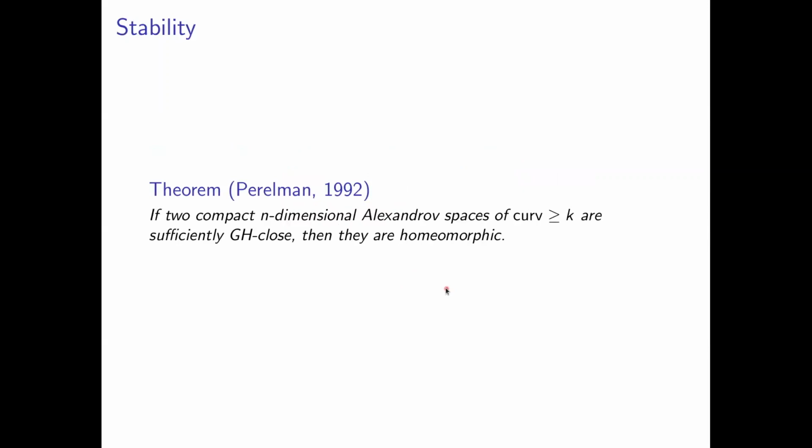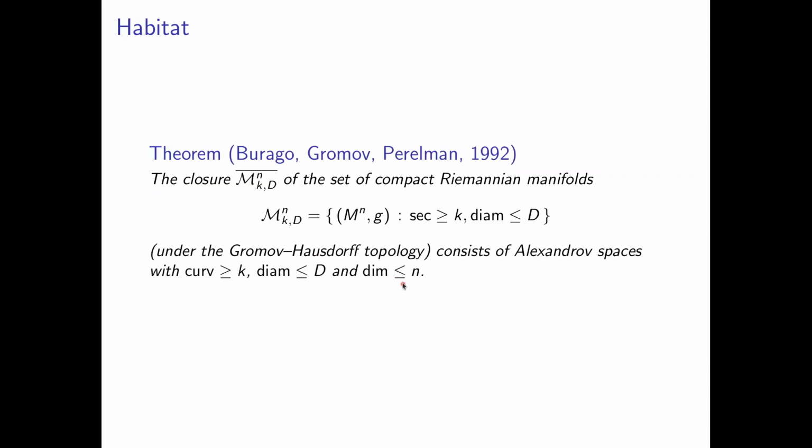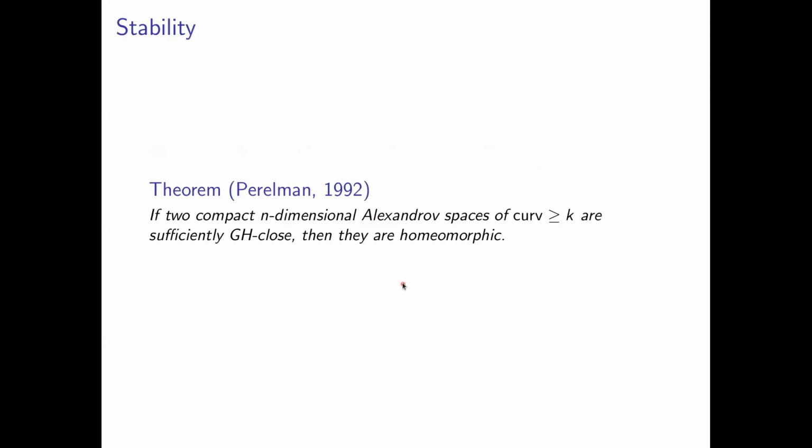look at what happens. If the dimension of the limit is the same as the dimension of the elements in the sequence, then the theorem of Perelman, the stability theorem, implies that if you have two compact n-dimensional Alexandrov spaces with the same lower curvature bound, and they are sufficiently Gromov-Hausdorff close, then they are homeomorphic. So if you are interested in understanding the topology of the spaces, this tells you that if you have a Gromov-Hausdorff convergent sequence of spaces with the same dimension, then the tail of the sequence is homeomorphic to the limit.